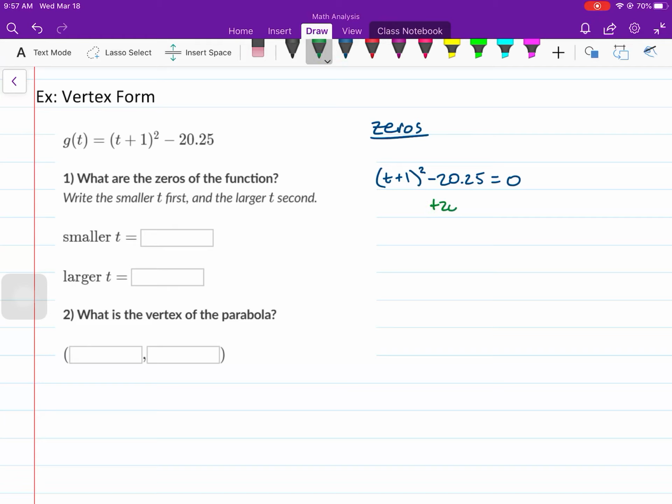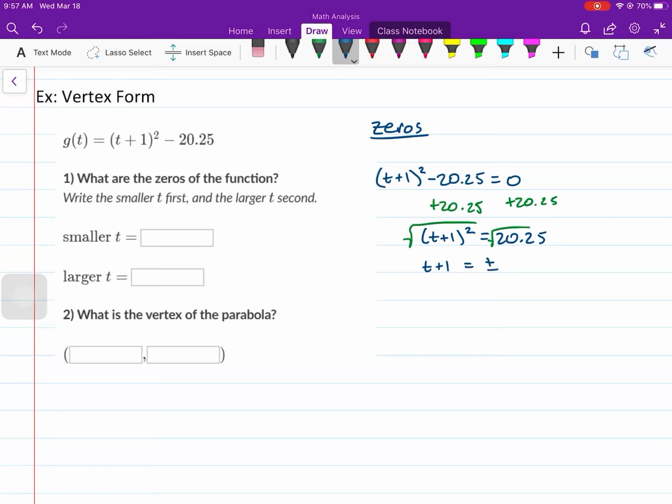Let me just show that. Someone will ask about that later. So what happened? I'm adding the 20.25 to the other side, and I'll have t plus 1 squared equals 20.25. And then what's our next step? We're going to go ahead and square root both sides, which means that we need to put plus or minus.